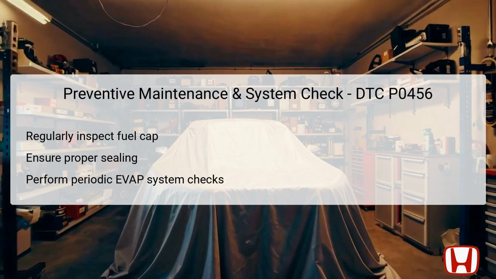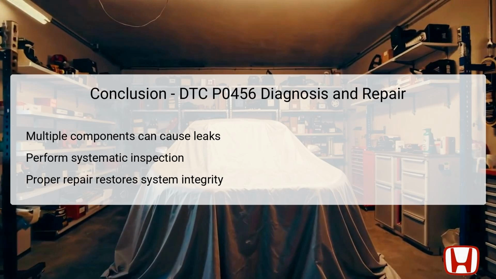environmental standards. In summary, diagnosing and repairing DTC P0456 involves a systematic approach to identify small leaks in the EVAP system. Starting with simple checks such as the fuel fill cap, then progressing through hoses, valves, and the canister itself allows for an effective pinpointing process. Following the detailed troubleshooting steps ensures that no small but critical leaks are overlooked.